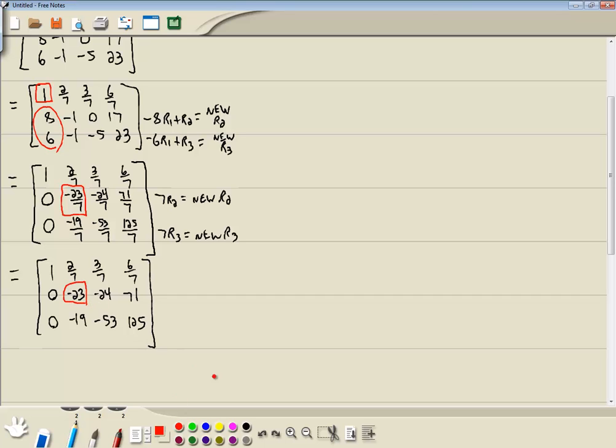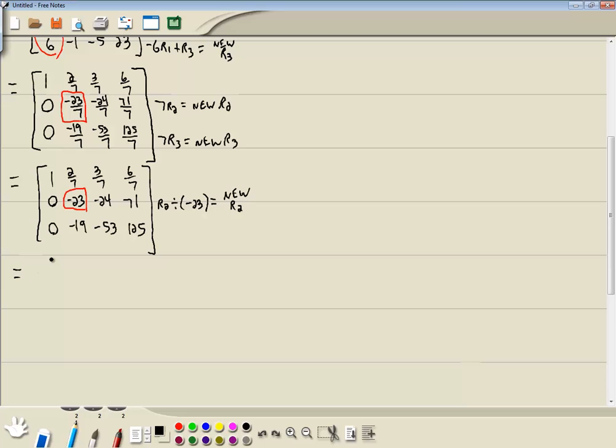Remember our goal. We want to get a 1 here. So we're going to divide everything in that row by negative 23. So I'll take row 2 divided by negative 23, and that's going to give me my new row 2. Okay, so I got 1, 2 sevenths, 3 sevenths, 6 sevenths. 0 divided by negative 23 is 0. Negative 23 divided by negative 23 is 1. Negative 24 divided by negative 23, negative divided by negative is positive, so that's 24 over 23. 71 divided by negative 23, I'm assuming it doesn't work out nice, but let me try it on my calculator. Nope, doesn't come out nice. So just leave it as negative 71 over 23. And then I got 0, negative 19, negative 53, 125.